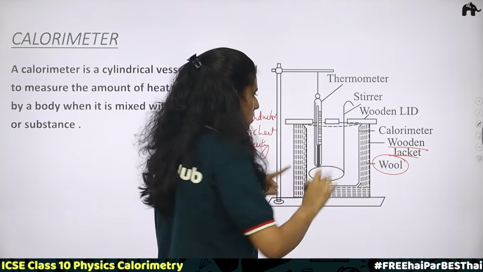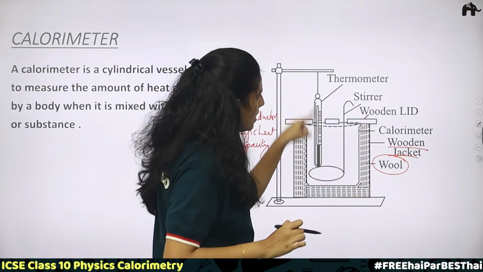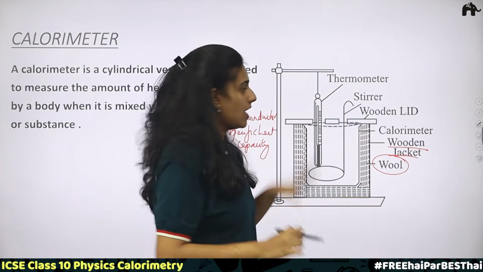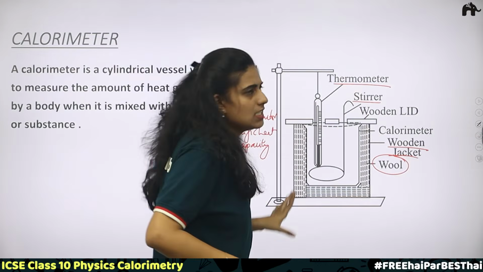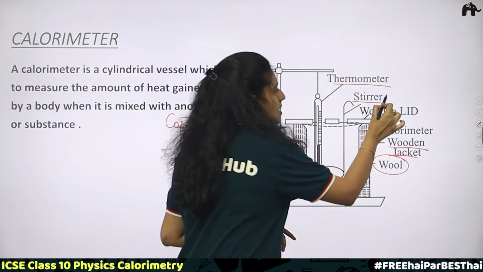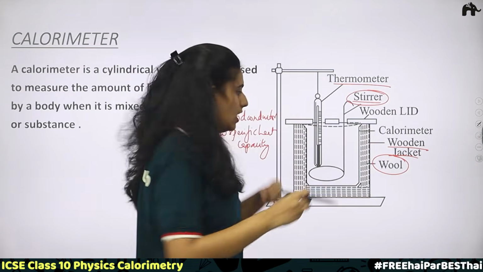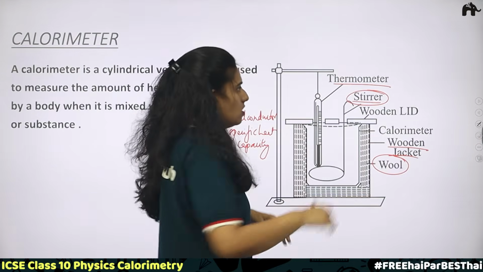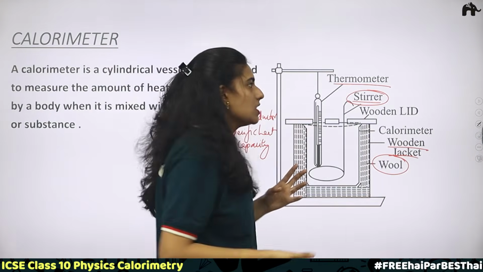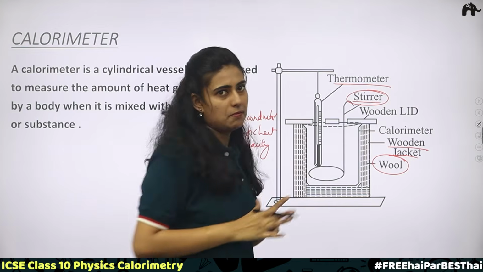In this wooden lid there will be two holes. Through one hole a thermometer is passed, and through the other hole a stirrer is passed. Why is a stirrer used? Stirrer, as usual, is used for mixing the contents. If you are filling 2-3 substances, to mix these substances, a stirrer is used. What about the thermometer? Thermometer is used in order to measure the temperature.